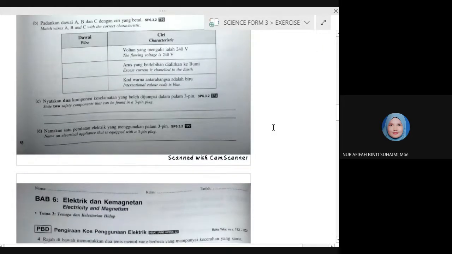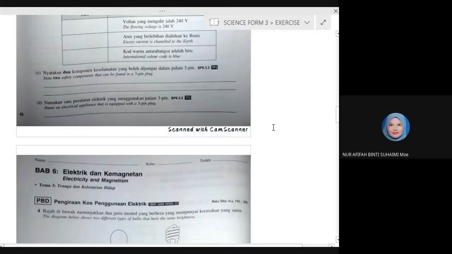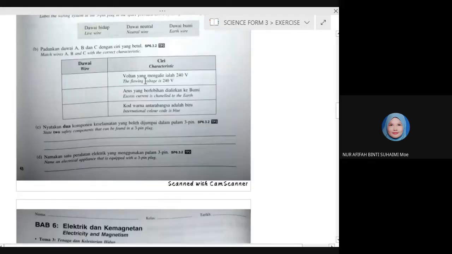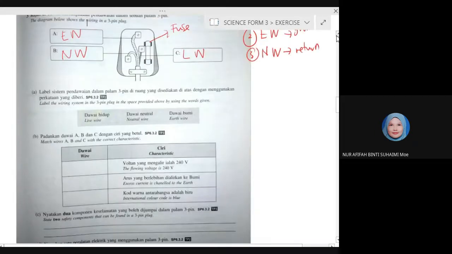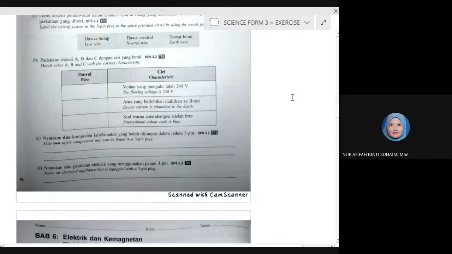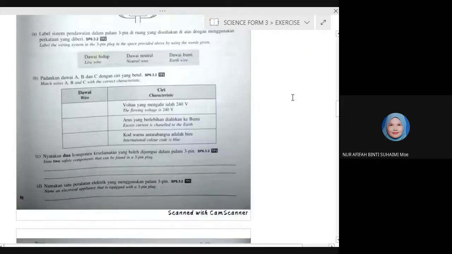TP3, minimum level TP3. Okay, state 2 safety components that can be found in a 3-pin plug. So we can see inside the 3-pin plug there are already 2 safety components to bring away the excess current or to prevent the excess current, to prevent you from getting a short circuit or electric shock. So we have 2, which are earth wire and fuse. Okay. Right, D.